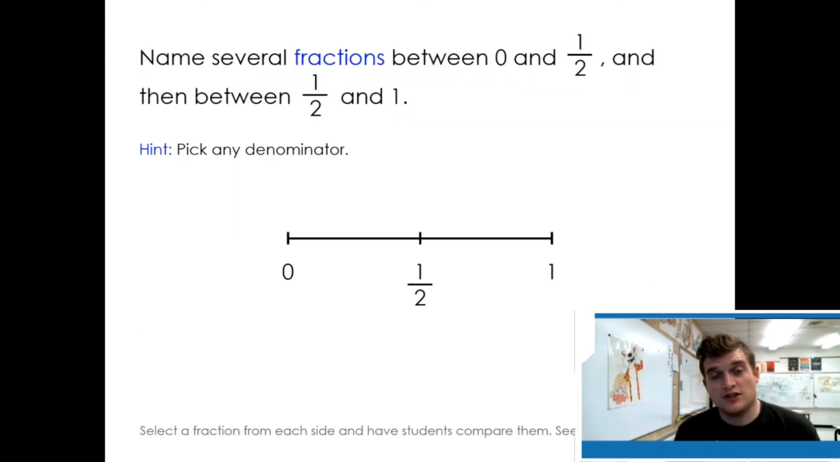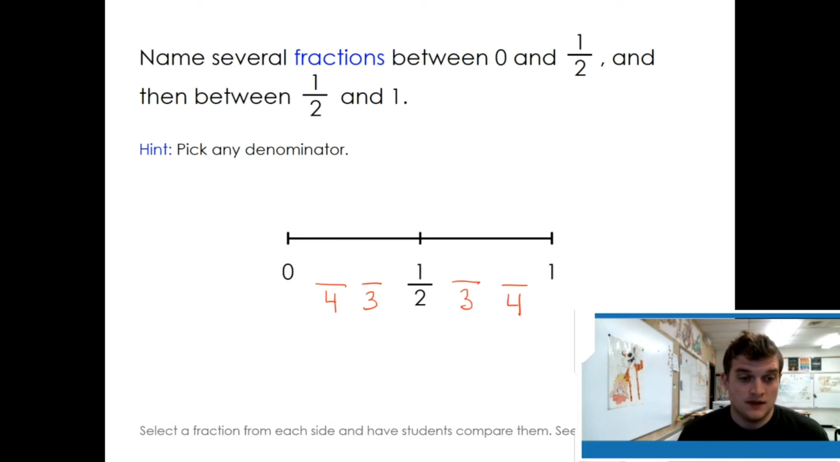Name several fractions between 0 and 1/2, and then between 1/2 and 1. Pick any denominator. I'm just going to pick 3 and 4, and then we need to think about what's our numerator going to be. So over here, I can leave it as 1, right? Because this half is going to be more than 1/3. 1/3 is going to be more than 1/4. Now, if we get more than 1/2, we're going to have to change the numerator. 2/3 is going to be more than 1/2. 3/4 is going to be more than 1/2.